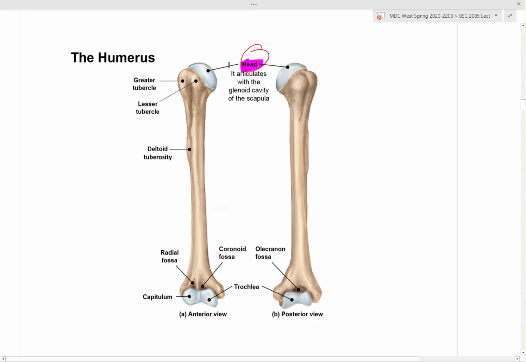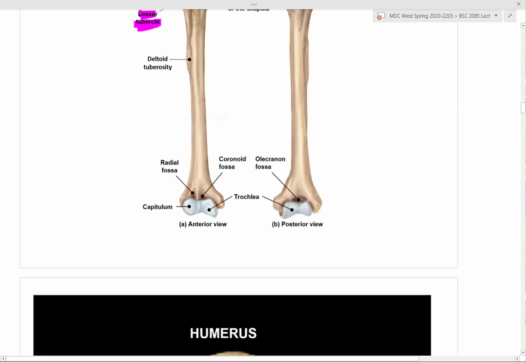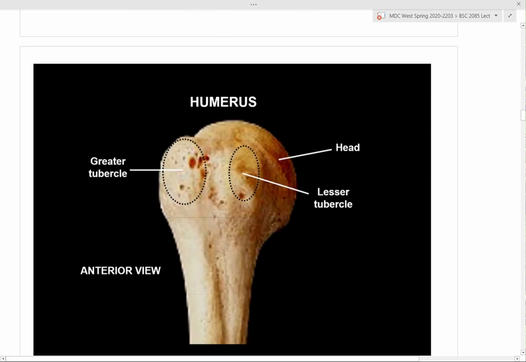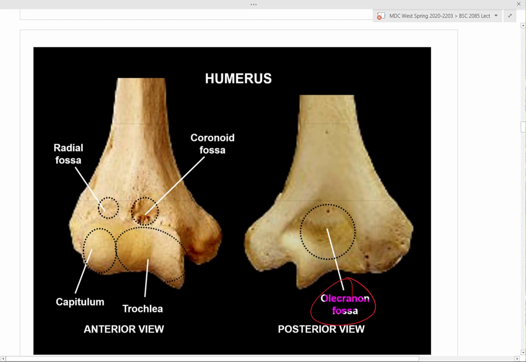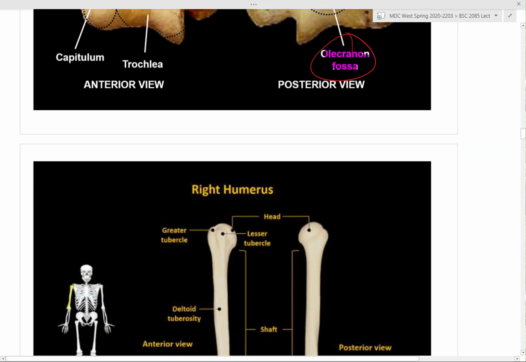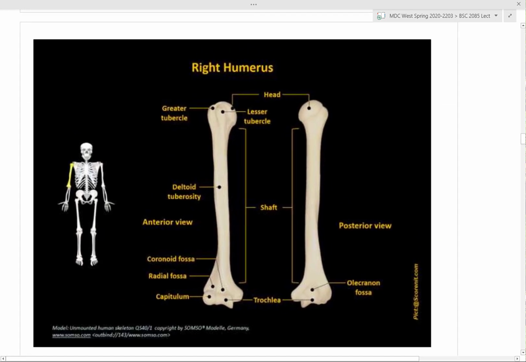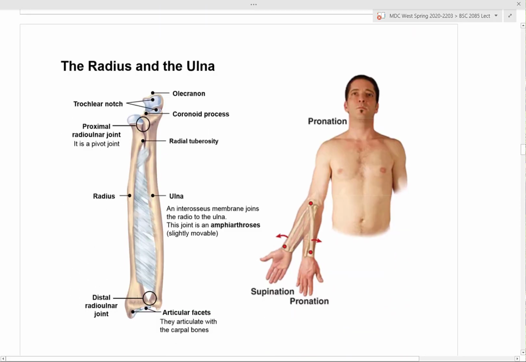So what sits on the glenoid cavity? The head of the humerus, right? If you see greater tubercles or lesser tubercles, please know that that is the humerus. If you see olecranon and fossa, know that is the humerus. I'm not going into a lot of detail here. All that the test is going to provide is just a couple of structures and then just the name. For most of the bones, I'm not going to go in detail.